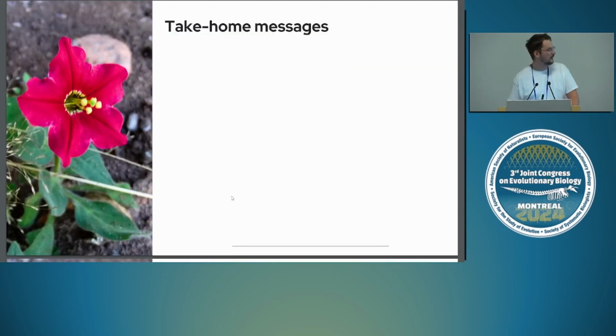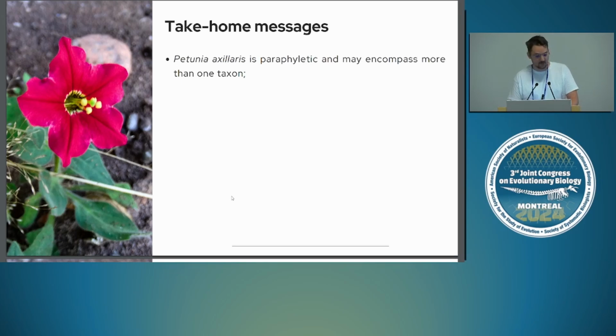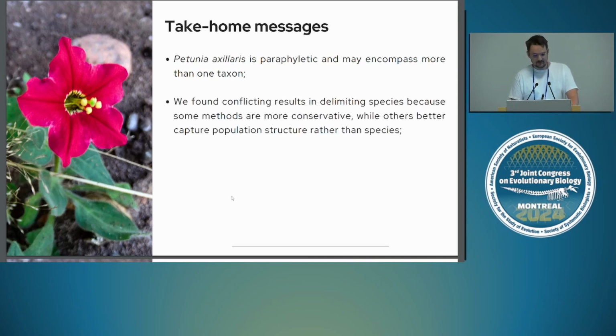But overall, what I wanted you to get from my talk is that Petunia axillaris is paraphyletic and it may encompass more than one taxon. It follows the budding speciation pattern where one widely distributed species gives rise to rare and new lineages. Also, that we can get conflicting results in delimiting species because some methods are more conservative while others are better at capturing population structure rather than species themselves.